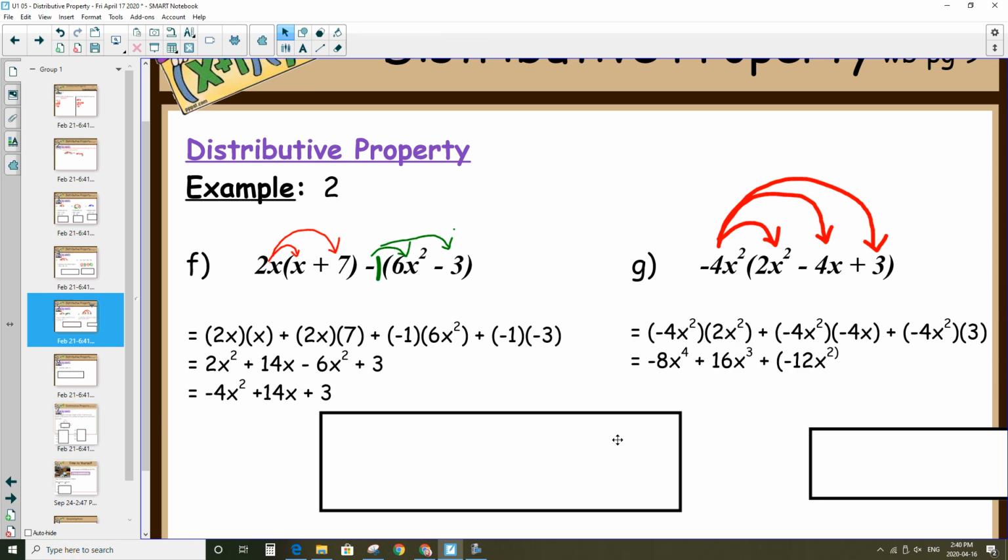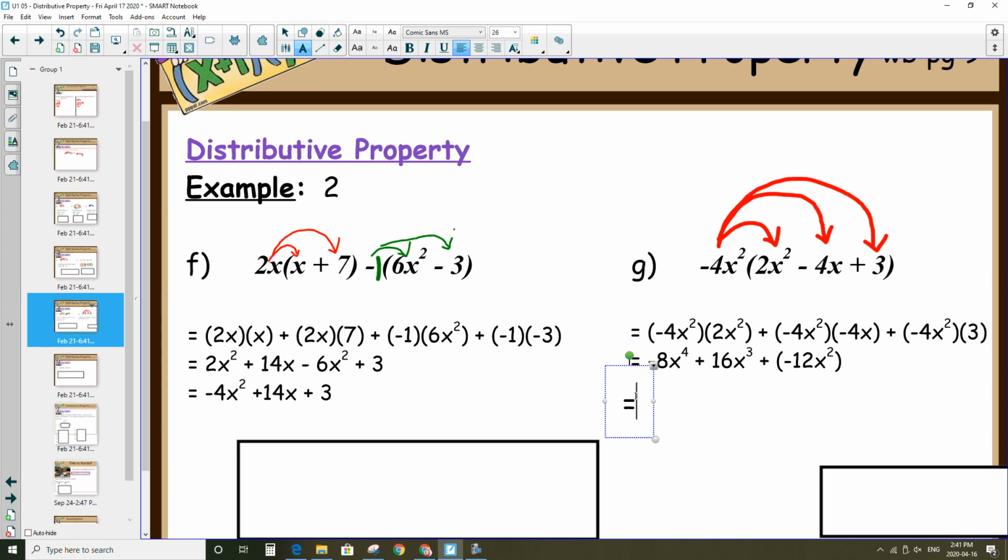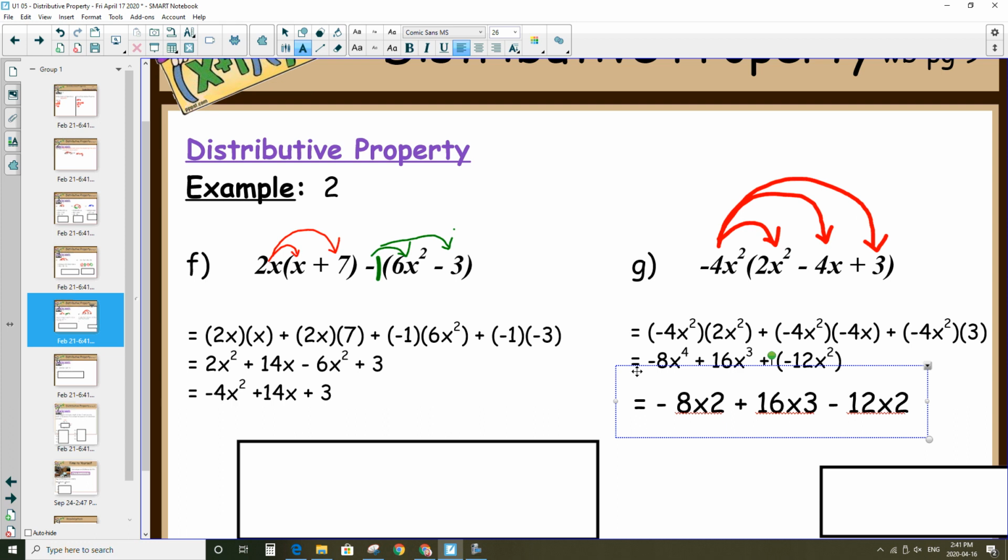And you are going to add one more line here, because you don't want to have a plus and a minus next to each other. So I'm just going to add one more line. Equals, and what do we have, a minus there? Yeah. So negative 8x squared plus 16x cubed minus 12x squared. And then you have to make all these exponents.